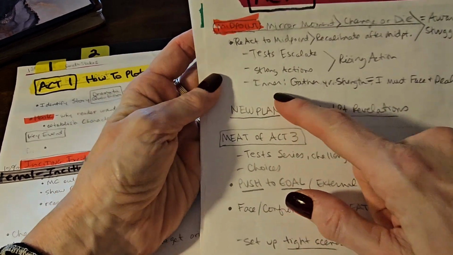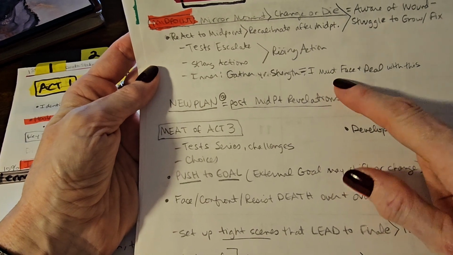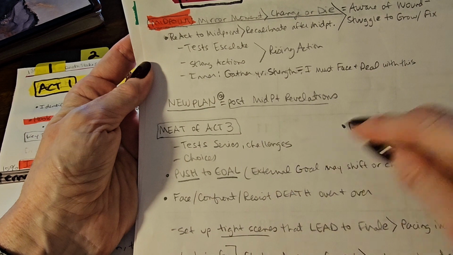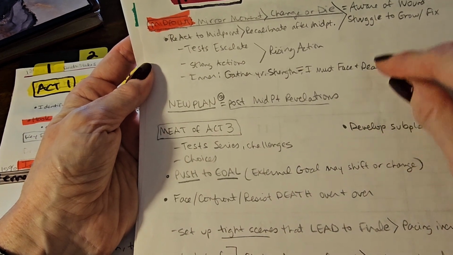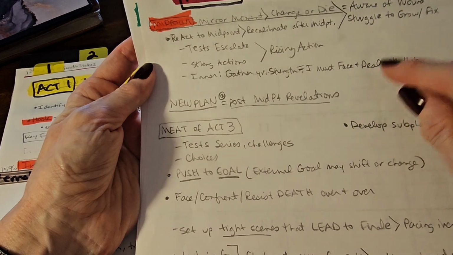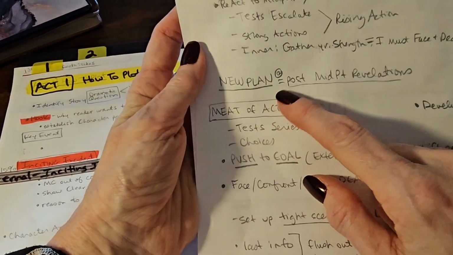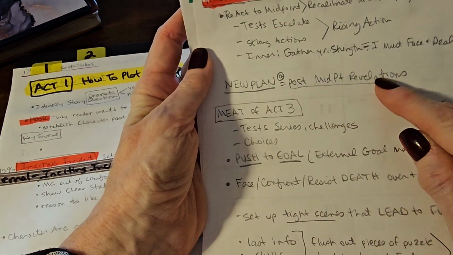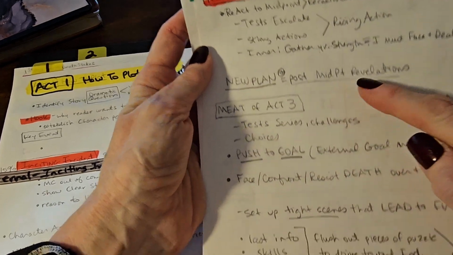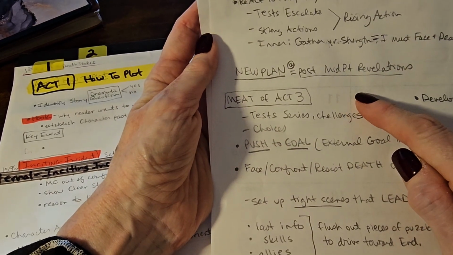I've got a note about your inner life. They're gathering their strength. They're saying to themselves, I must face and deal with this problem. There's no more hiding. There's no more denial. It's time to deal with whatever the main conflict of the story is and start to hint at answering whatever the dramatic question is. This is where your character is going to formulate a new plan. Based on whatever revelations occurred after the midpoint, they're going to decide, okay, here's how I'm going to attack this now.